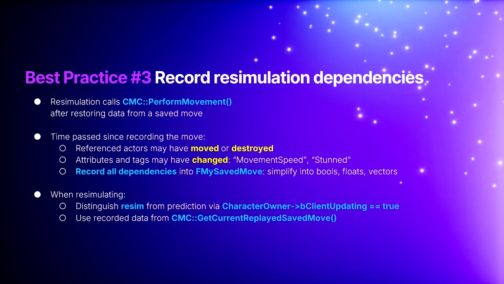When you are calling perform movement, or when perform movement is executed, you can check the character's client updating boolean and check whether it's true. If it's true, that means you're currently replaying. And then you can get the currently replayed save move by calling get current replayed save move to get the recorded data from that save move.